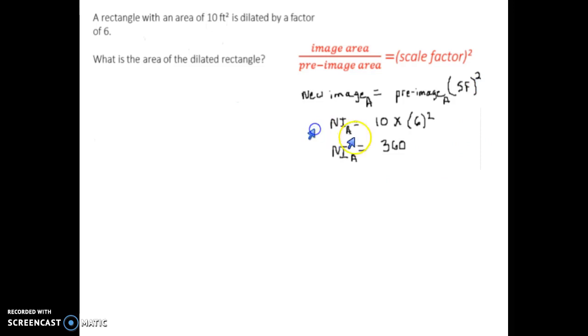And so we're going to plug in our 10 feet here and our scale factor, but remember to square it. So 36 times 10 gives us 360. That is the new image area. And then our units would still be feet squared.